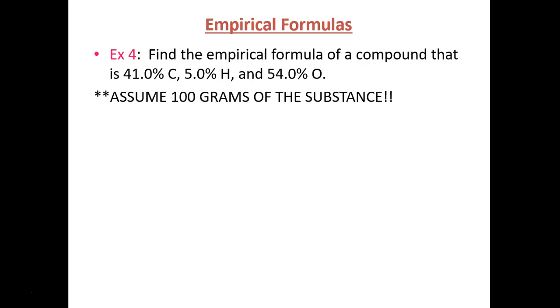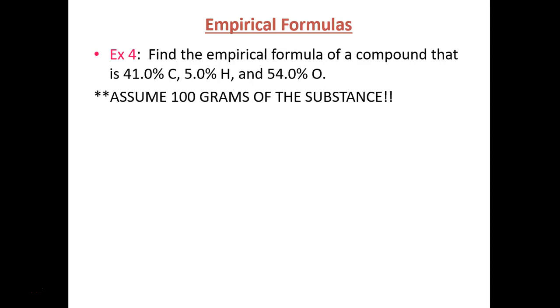Okay, now, when we look at empirical formulas from percent composition, we have to make an important assumption. So if we were trying to find the empirical formula of a compound that's 41% carbon, 5% hydrogen, and 54% oxygen, initially it seems kind of hard because how are we going to get to moles from that? But if we remember that this is percent by mass, it becomes a lot easier. Let's say I had 100 grams of this random substance.